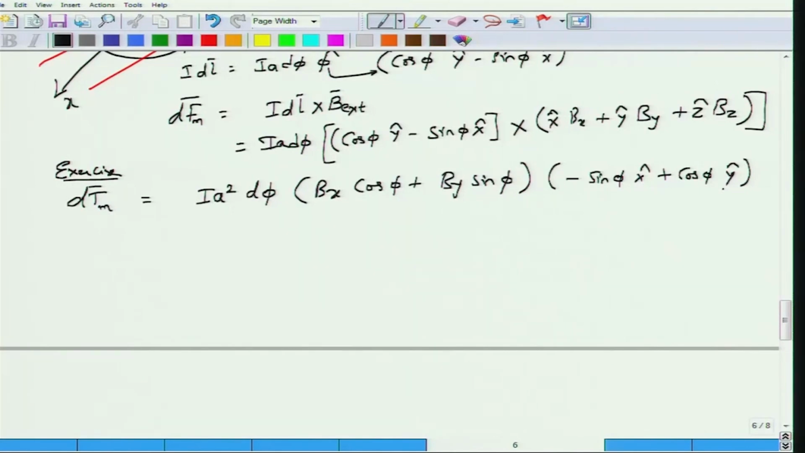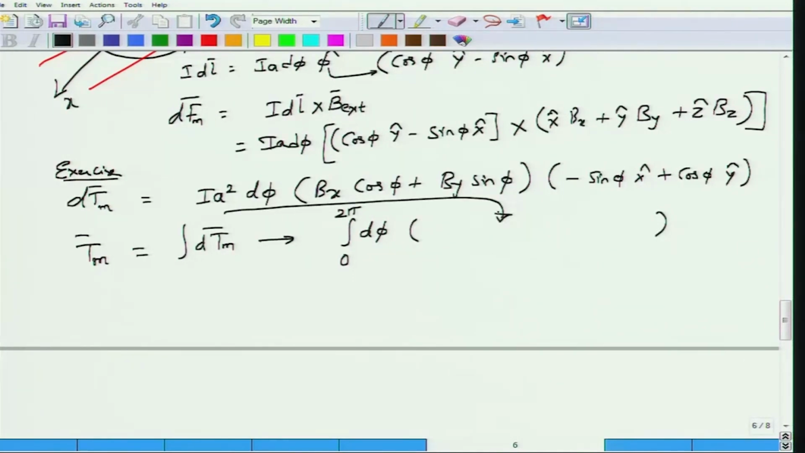You can show that this is what it is, and you are not interested in the differential torque, you are actually interested in the total torque. So in order to obtain the total torque, you need to integrate this one, implying integrating over d phi from 0 to 2 pi of this expression, right. So you can put this expression and integrate over 2 pi.